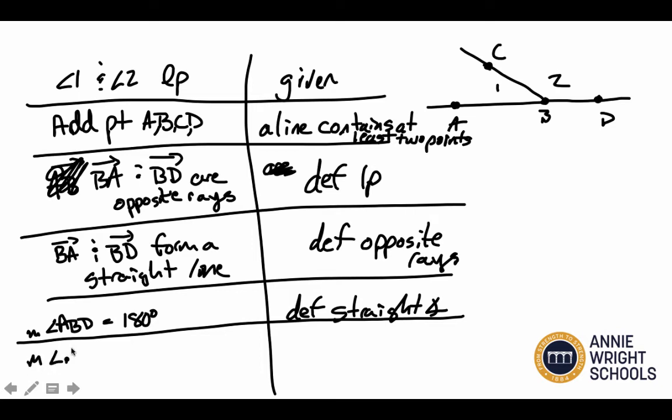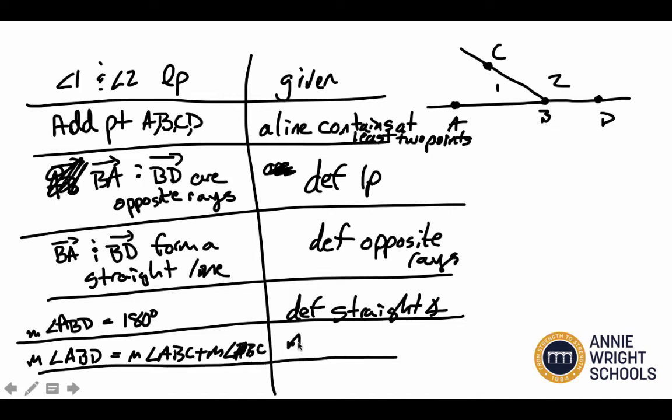Now I can say the measure of angle ABD is equal to the measure of angle ABC plus the measure of angle DBC. And the reason for that? Angle addition postulate. Now the last thing I can say is that the measure of angle ABC plus the measure of angle DBC is equal to 180. And that is substitution.